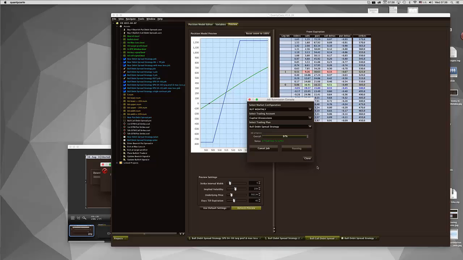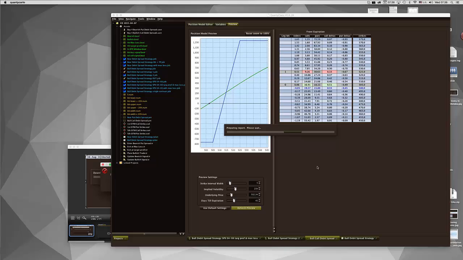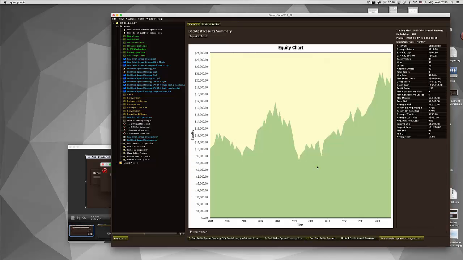Looks like we're almost done. Yes, boy, this has taken a long time. I wonder how many years of RUT I did. Okay, looks like we were profitable. It says over 2004 to 2014.